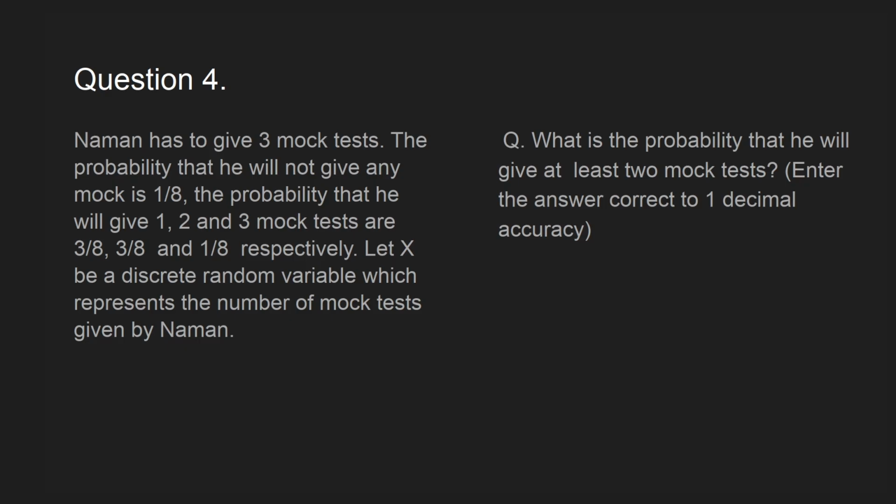Question number 4. Naman has to give 3 mock tests. The probability that he will not give any mock is 1 by 8. The probability that he will give 1, 2 and 3 mock tests are 3 by 8, 3 by 8 and 1 by 8 respectively. Let x be a discrete random variable which represents the number of mock tests given by Naman. Now the question is, what is the probability that he will give at least 2 mock tests?